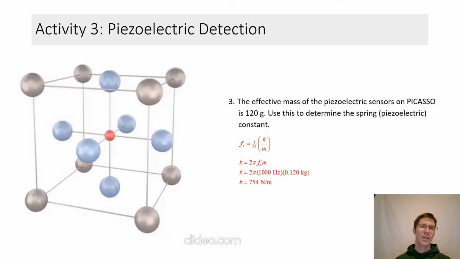And so in this activity, there's several good questions that students have to look at using frequency, spring constants, and vibrational mechanics.